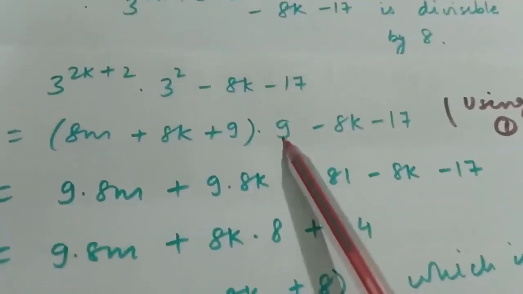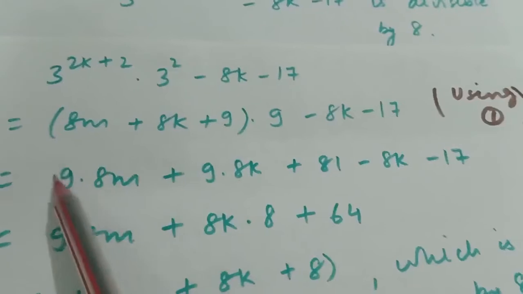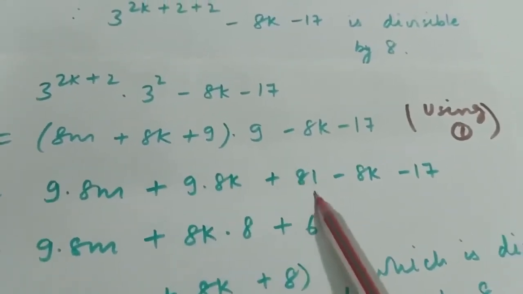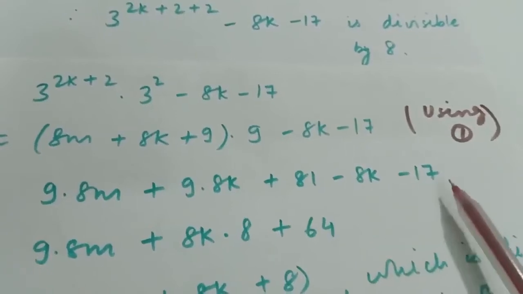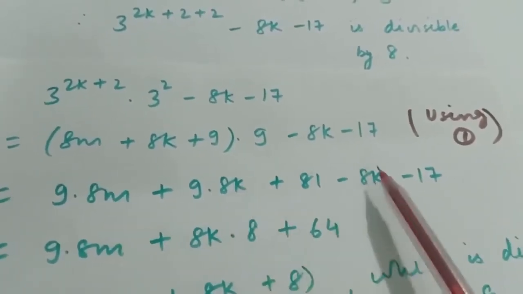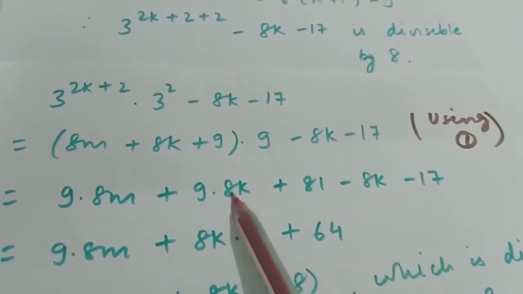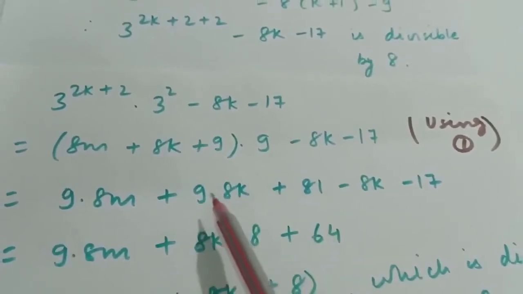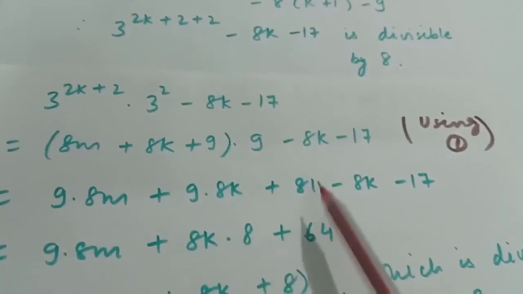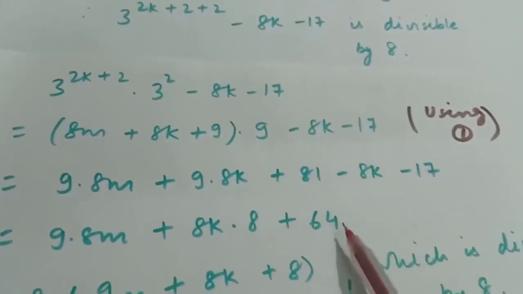Now multiply 9 with all the 3 terms. 9 into 8m plus 9 into 8k plus 9 nines are 81, minus 8k minus 17. Writing this term as it is, we can see this. If we take 8k common from both of these terms, then it will be 9 minus 1. So this will be 8k into 8, plus 81 minus 17 is 64.